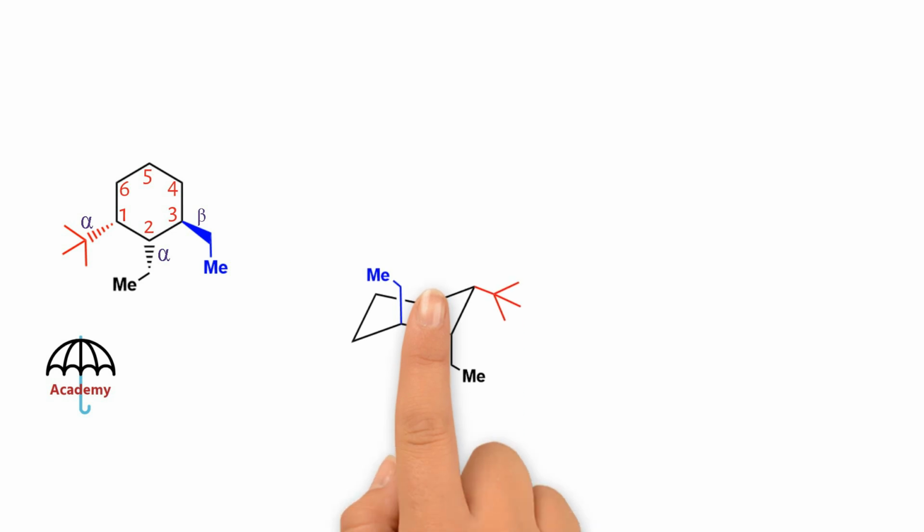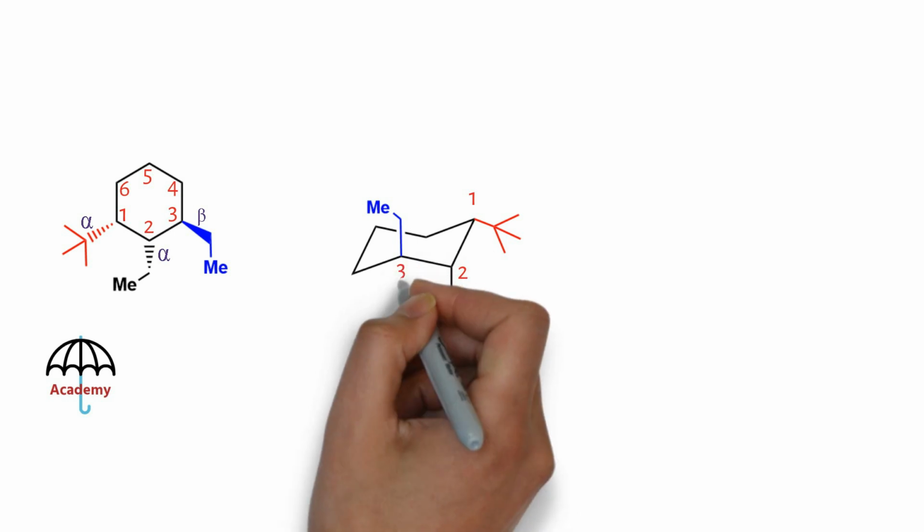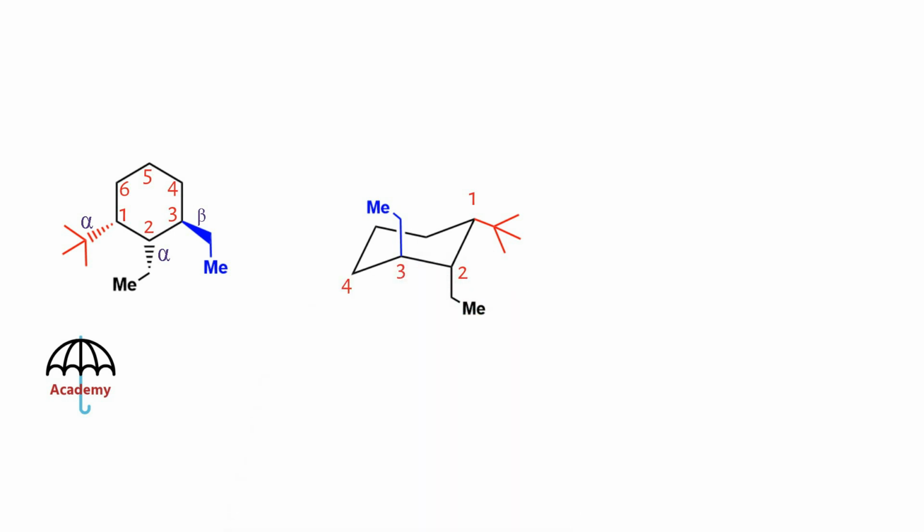The chair conformation can be drawn like this. The ring carbons can be numbered accordingly. The alpha-beta status of groups on different carbons is maintained in the chair form. A chair flip converts all axial groups to equatorial and vice versa. But all up groups remain up. And all down groups remain down.